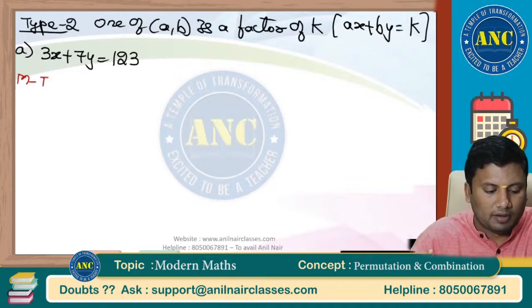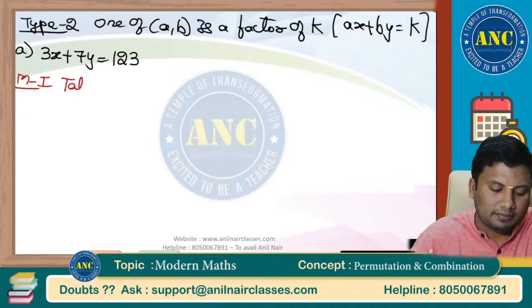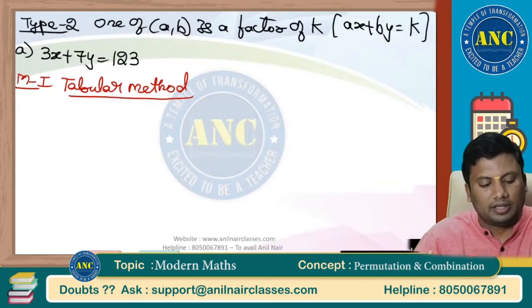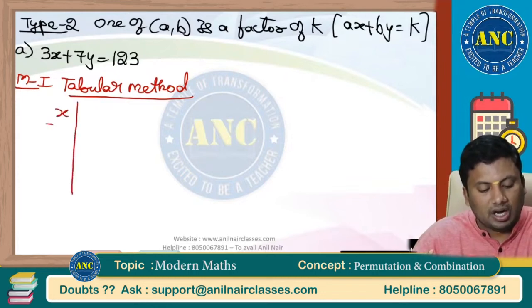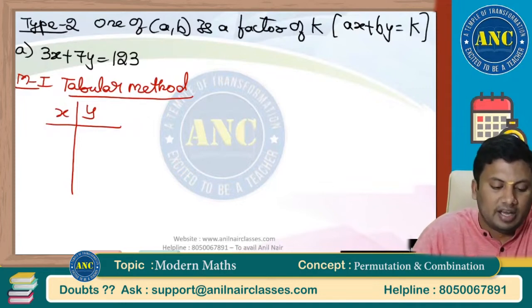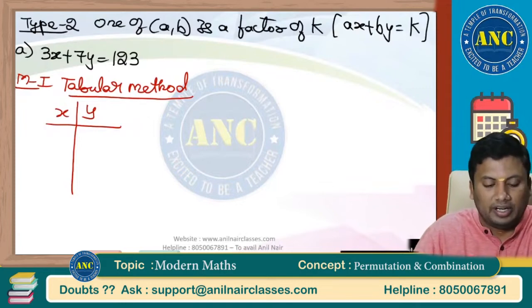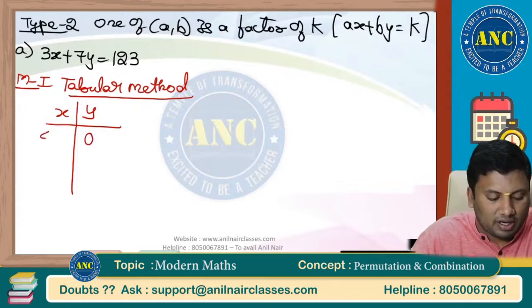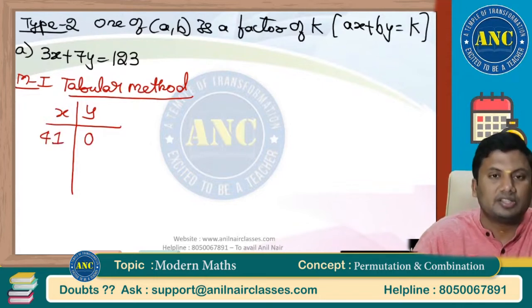Method number 1, tabular method. Now listen carefully. X and y. Start with that coefficient which is not a factor of the right hand side. 3 is a factor of 123. So start with y value 0. 3x is 123. X value is 41.